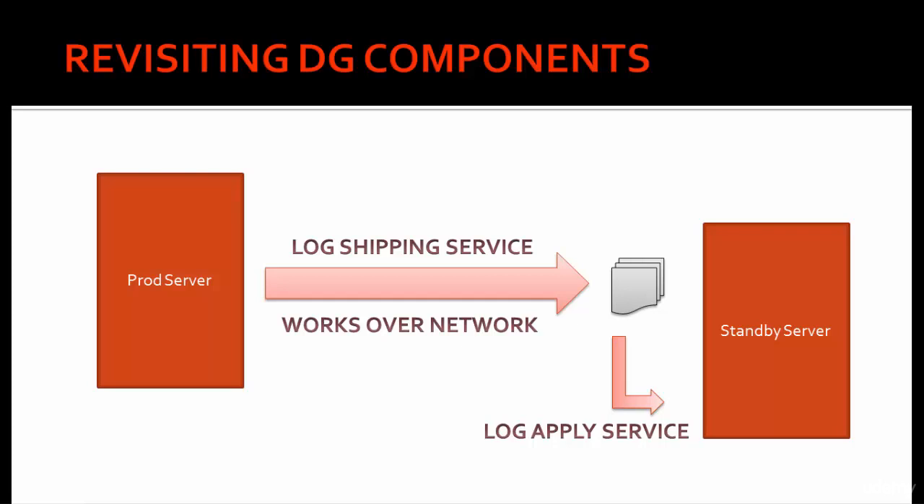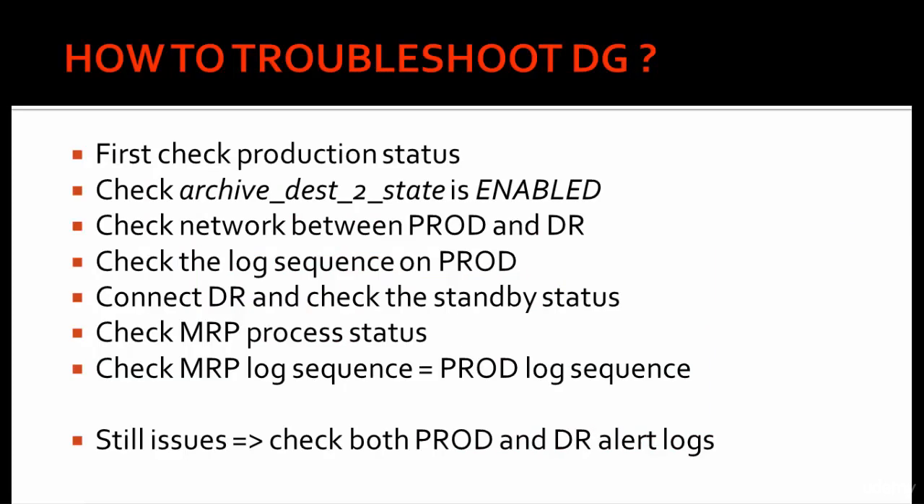And there will be one log apply service, and the job of the log apply service is to apply all the received archive logs from production to the standby server. So how do we troubleshoot the data guard?